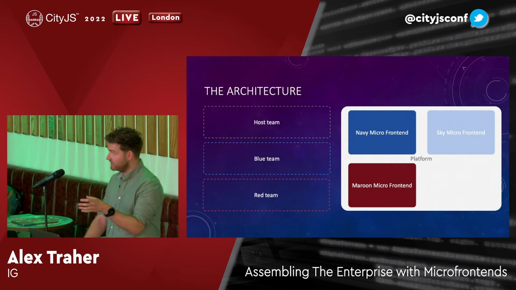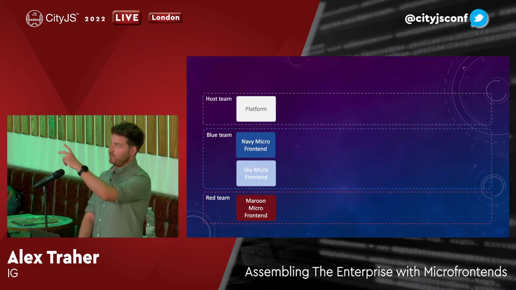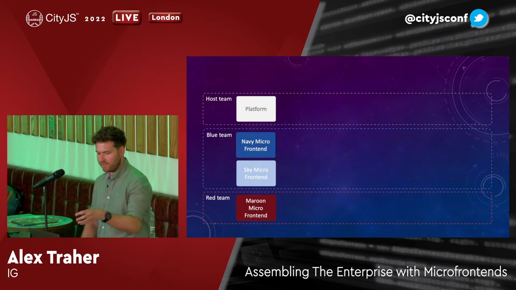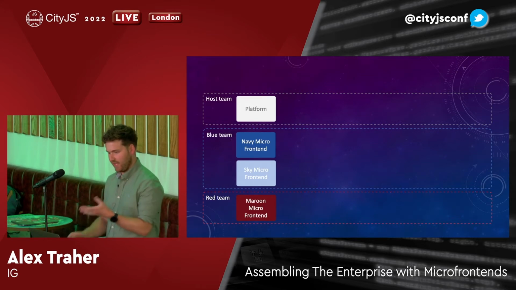So we have our host team responsible for our platform itself, and we've got our blue team, which is responsible for these 2 blue micro front ends, and then our red team responsible for that red micro front end. So obviously we've got these separate teams, we've got these separate applications, but we need a way for them to be able to link together so that ultimately they can all be rendered on that host application, that host platform.